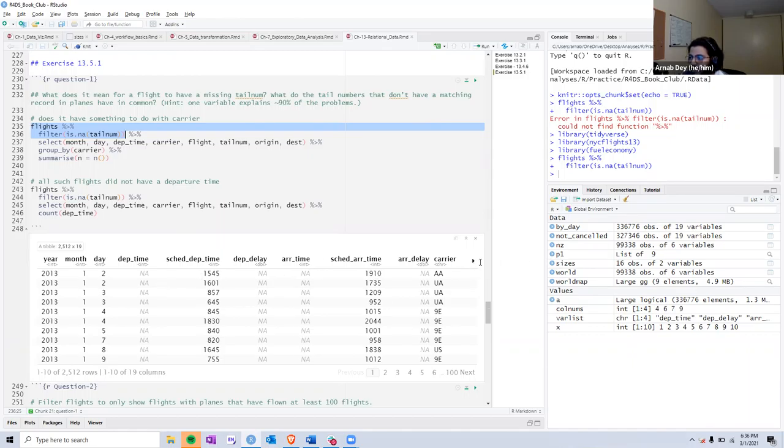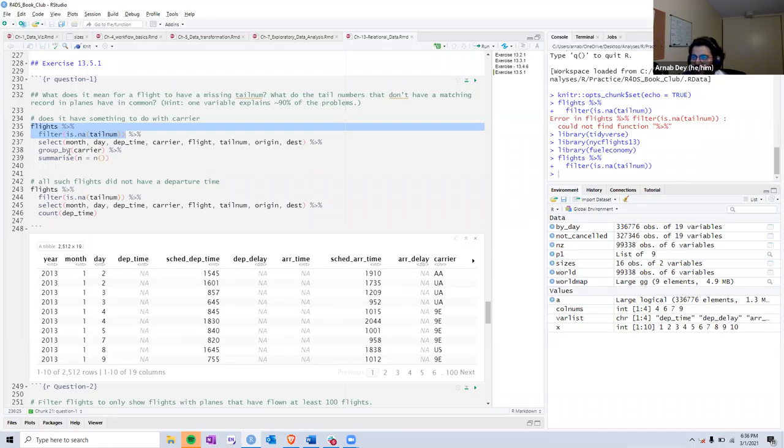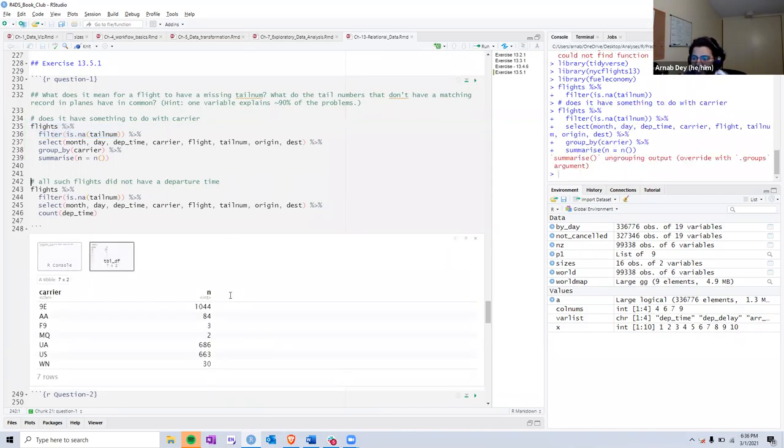None of these flights have the tail number. However, the flight number is there. So we observe a couple of things. First, I thought that it might be related to a certain specific carrier, so I grouped by carrier and looked at their numbers. It seems that most of the flights that don't have a tail number belong to this 9E carrier, and some with United Airways and US, whatever that is. So this is fairly distributed. We don't have anything that explains 90% of the problem.